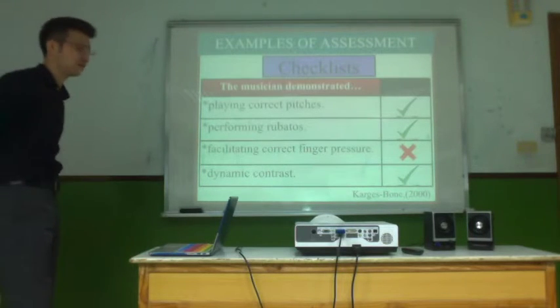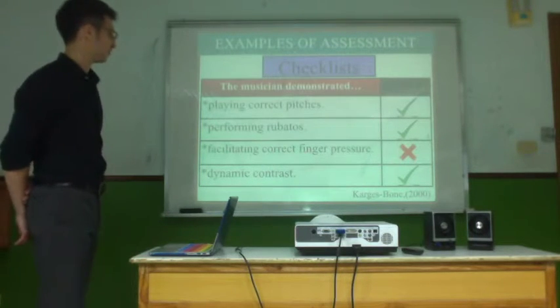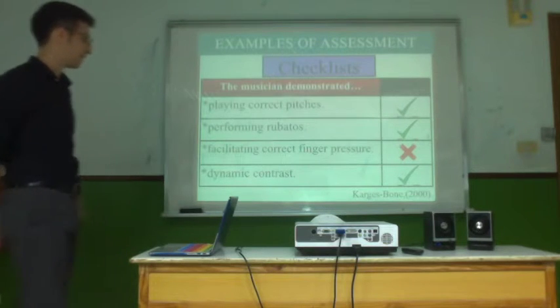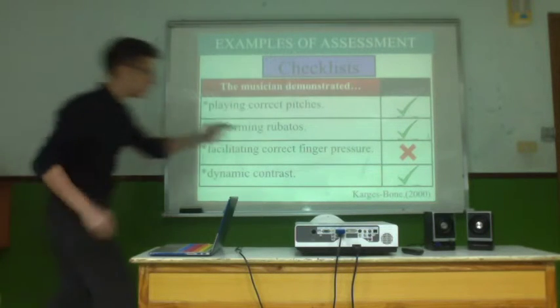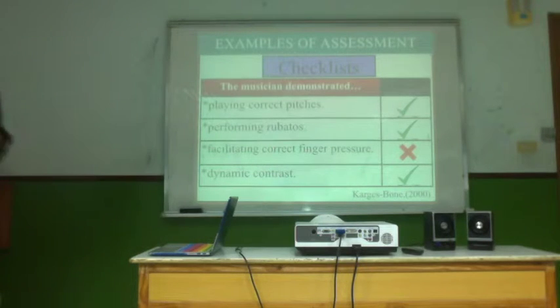1X being correct finger pressure, not okay, and correct pitches, performing rubato, and dynamic contrast is okay. If I can step off to the side, that would be great, allowing you to see the slide here. So, while most of the objectives were complete, one area wasn't. Like I said, the finger pressure wasn't complete, right?